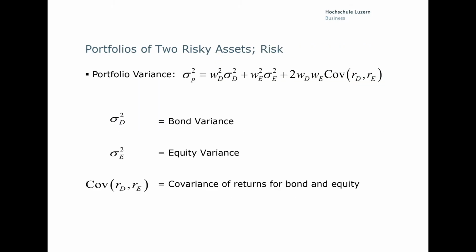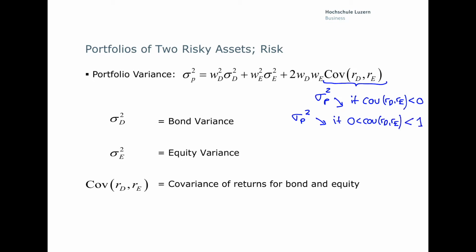Portfolios of two risky assets. We have learned that the portfolio risk of two assets is defined as shown in the formula below by the weights of stocks and bonds, their standard deviations, and the covariance. This equation reveals that portfolio variance is reduced if the covariance term is negative. But even if the covariance term is positive, the portfolio standard deviation is still less than the weighted average of the individual security standard deviations unless the two securities are perfectly positively correlated.